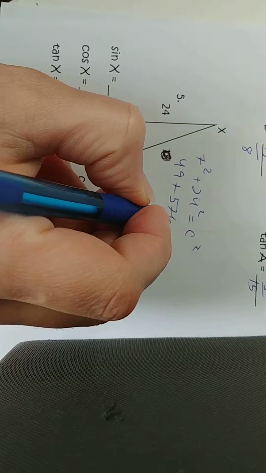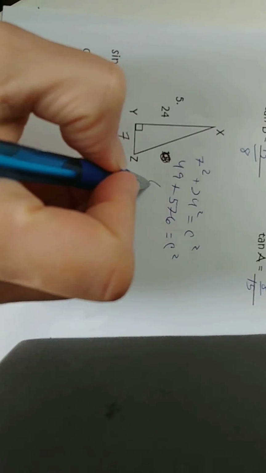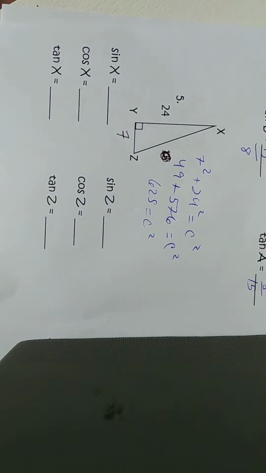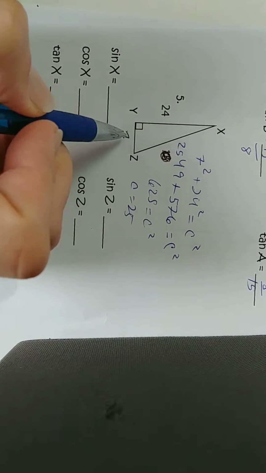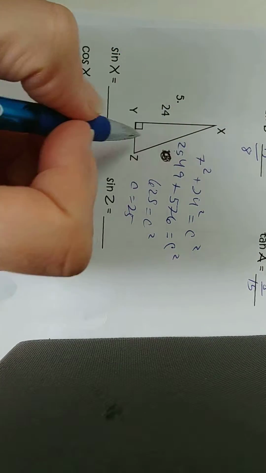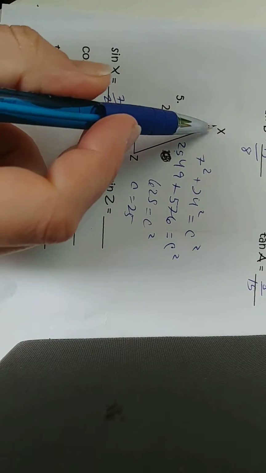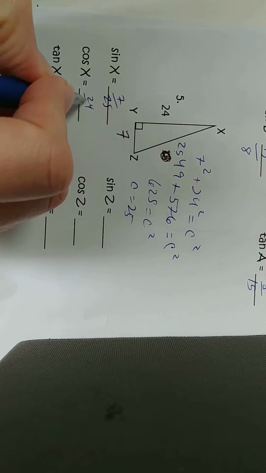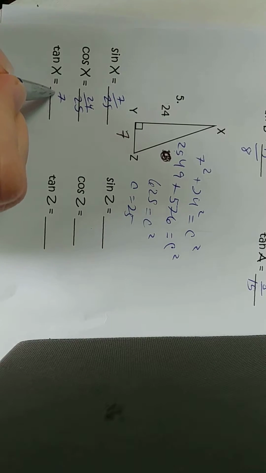Oh, 576 is what I meant. And then if I add that to 49, I'm just doing this in a calculator so I don't make a mistake, I get 625. And that is actually a perfect square of 25. So c is 25. So this is another Pythagorean triple, 7, 24, 25. So the sine of x, again, opposite over hypotenuse, 7 over 25. Cosine of x is adjacent over hypotenuse, 24 over 25. And tangent of x is opposite over adjacent, 7 over 24.